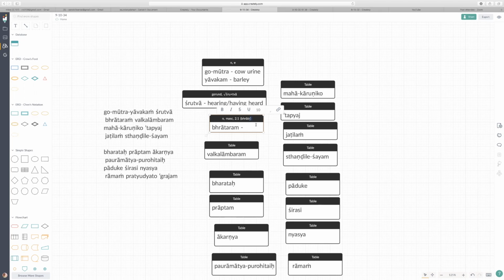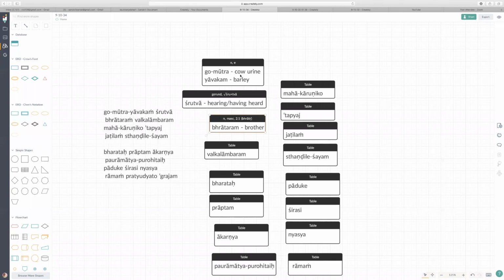It's a vowel. It's considered a vowel. So that whole pattern you must memorize. You must know that table. So bhrataram means brother, and it's most likely an object because it's in the second case.